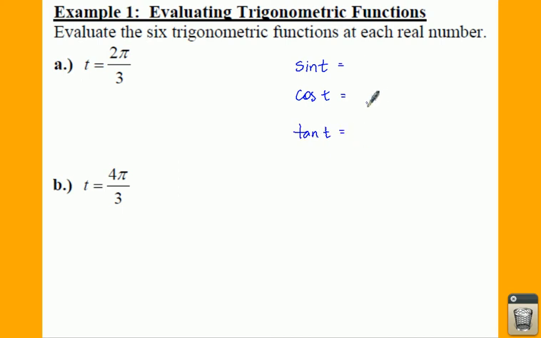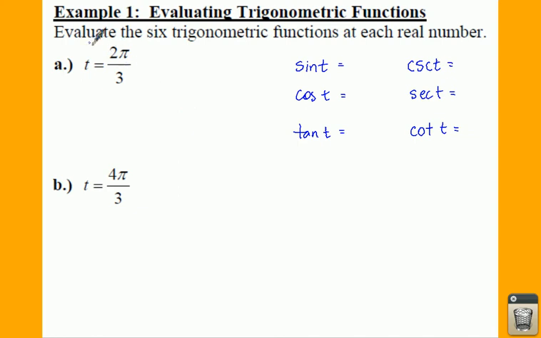And we need to find those three, but we also need to find their inverses. So the inverse of sine is cosecant of t. The inverse of cosine is secant of t. And the inverse of tangent of t is cotangent.